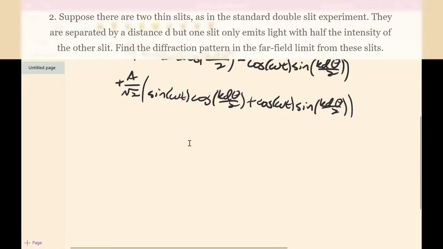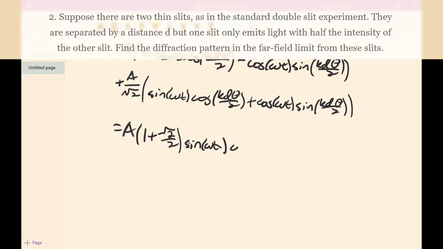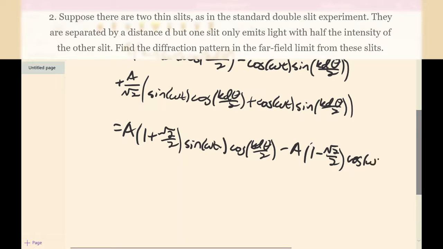And so now we can collect like terms and simplify, and we should get that this is equal to A times 1 plus root 2 over 2, sine omega t cosine k d theta over 2, and then plus, it would be minus, actually, minus A times 1 minus root 2 over 2 times cosine omega t sine k d theta over 2.